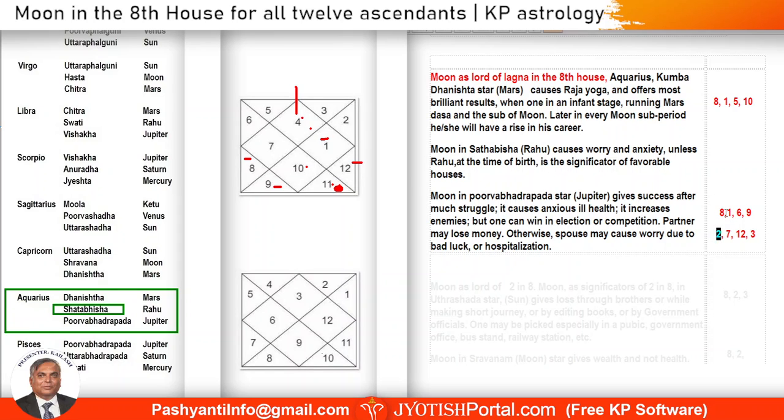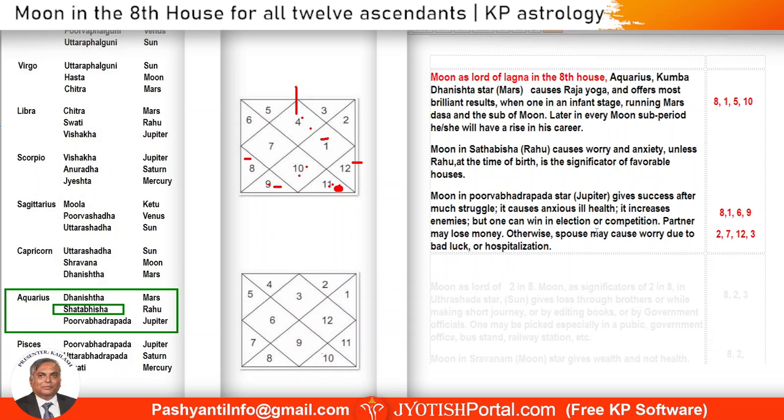How did we get this number 2? Because the 8th house, from the 7th house, is the second house, right? And the first house, from the 7th house, becomes the 7th. And the 6th house, from the 7th, becomes the 12th house, and the 9th house becomes the 3rd house.